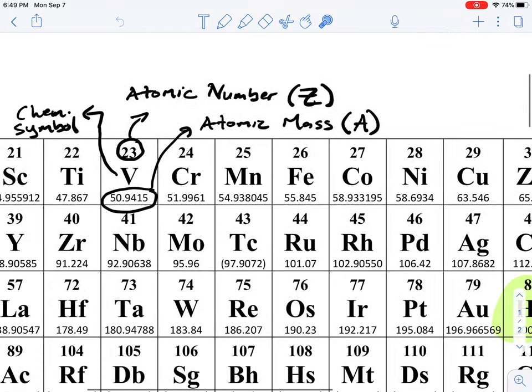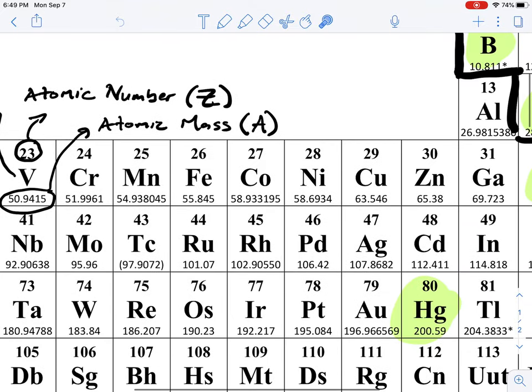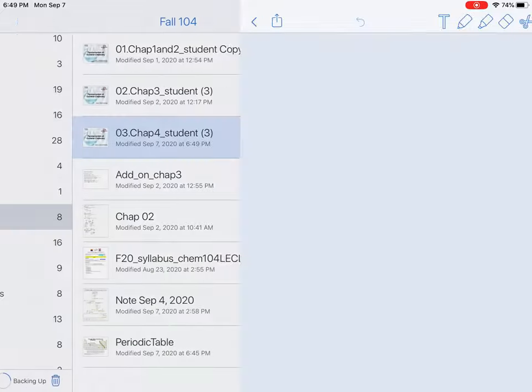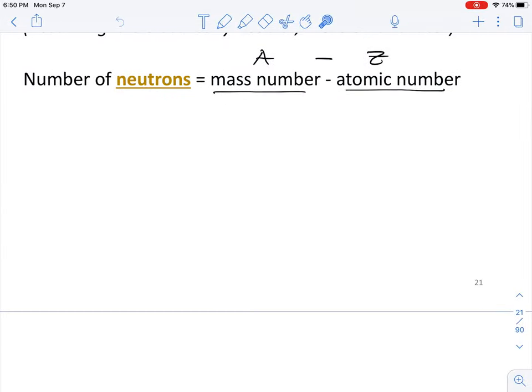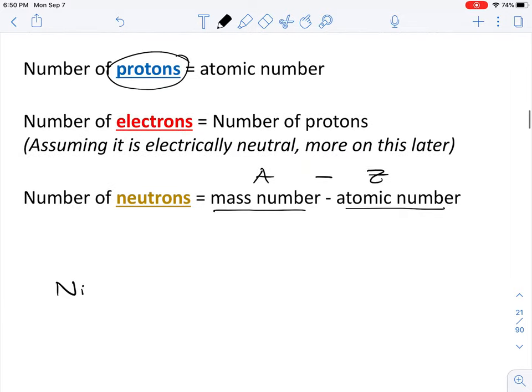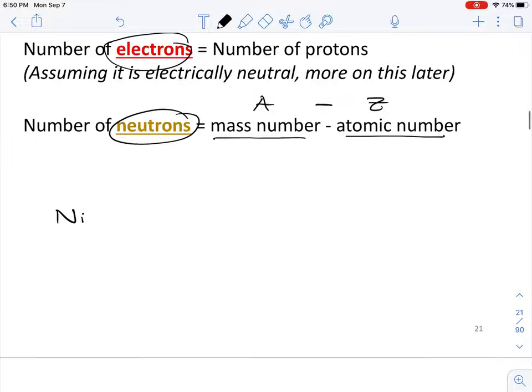So let's go ahead and do nickel. I'm going to have to write nickel down, so give me a second here. Nickel has an atomic number of 28, and an atomic mass of 58.6934. Sorry, I'm just writing it on a little scratch piece of paper right next to me. Let's say we're trying to determine the number of protons, electrons, and neutrons for nickel.